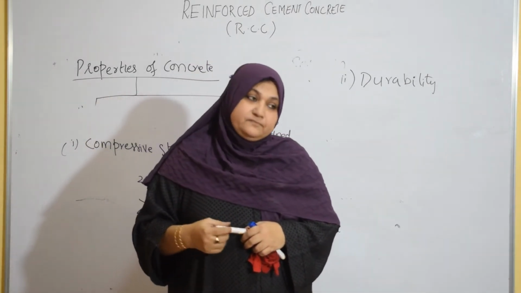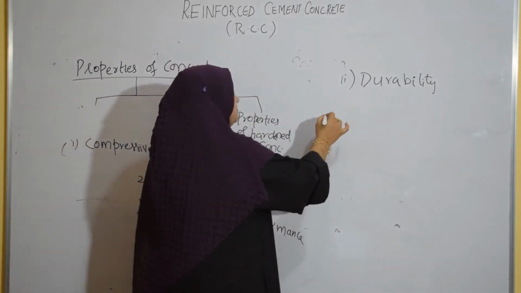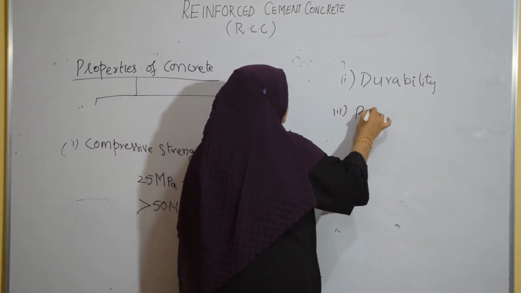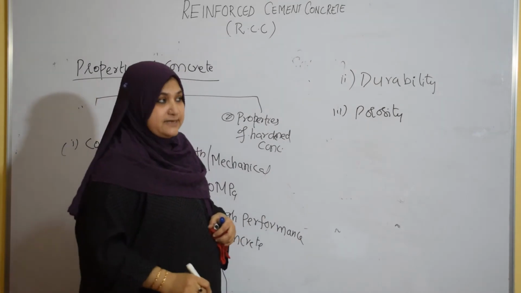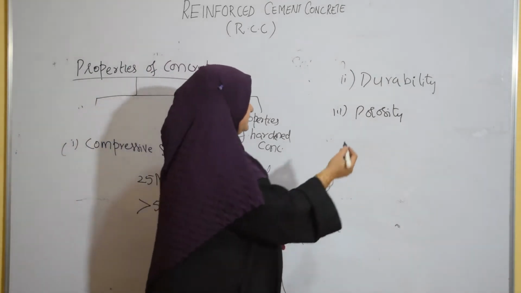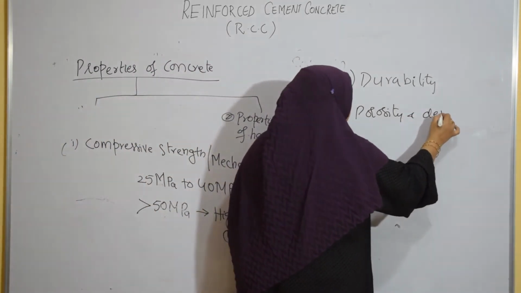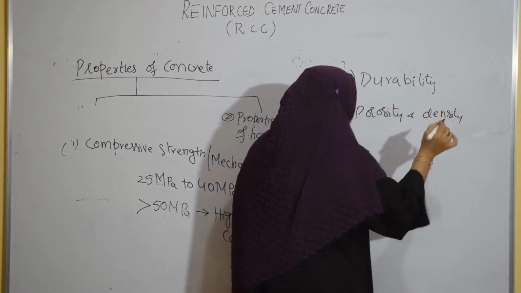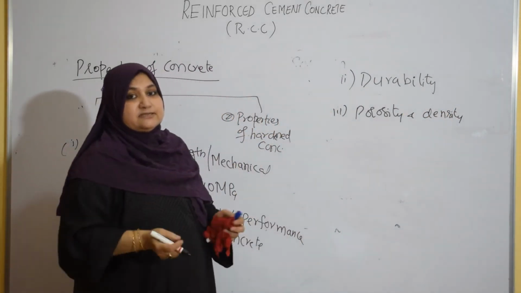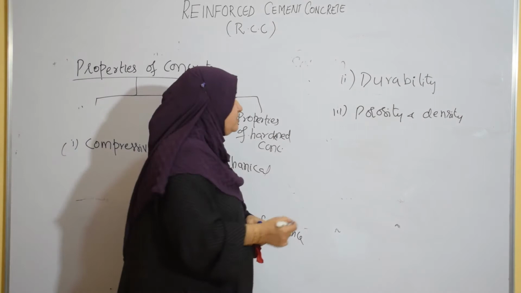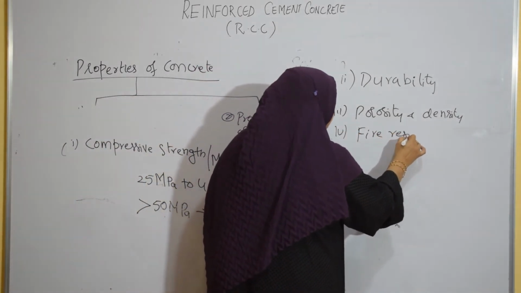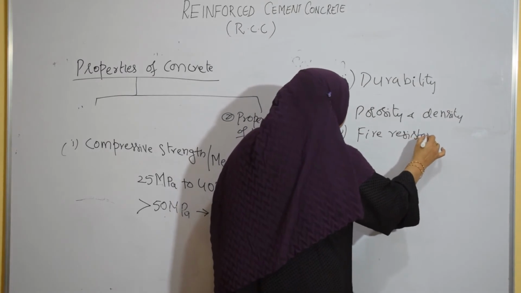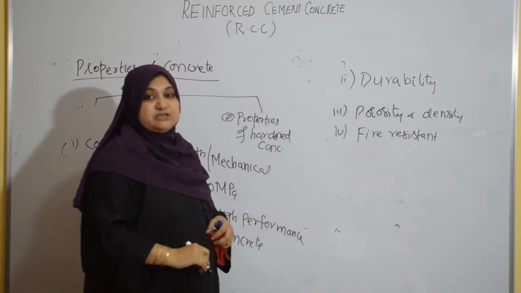Then the other properties come: porosity. Let us not go deep into this because they are all small properties. Porosity and then density. If pores are there, it is called porosity. If it is dense, then it is density. Your concrete should also be fire resistant. This is also one of the properties that hardened concrete must possess.